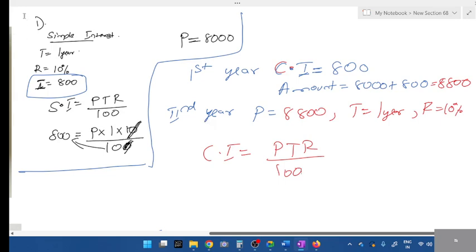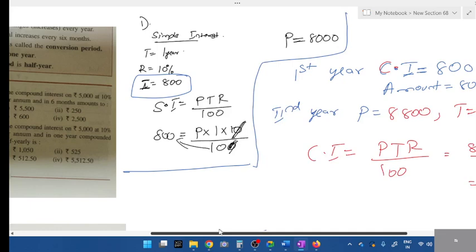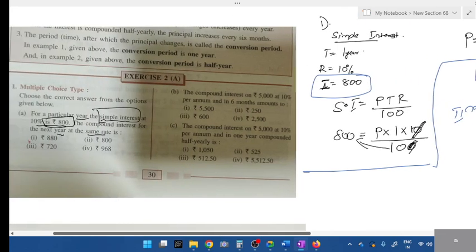Second question, students. What's the answer you got for this? Can you explain? Two zeros get cancelled. The answer is 80. Which option? Option 1, 80.